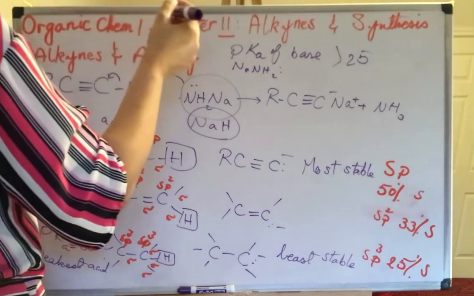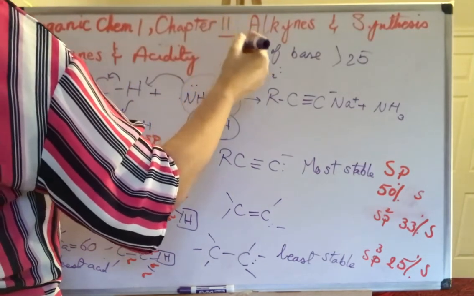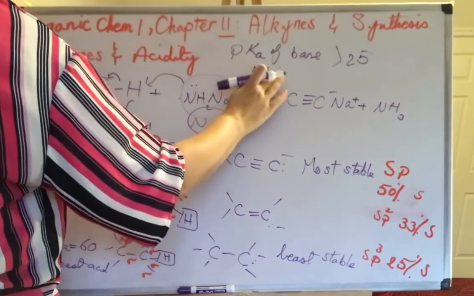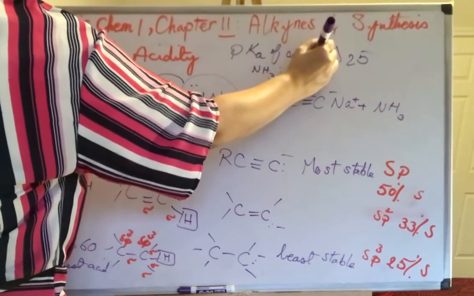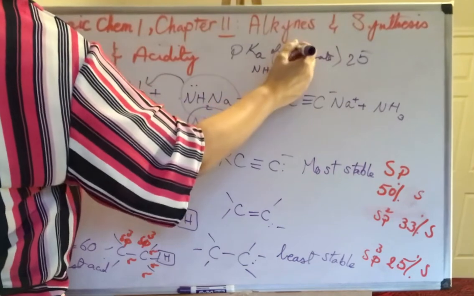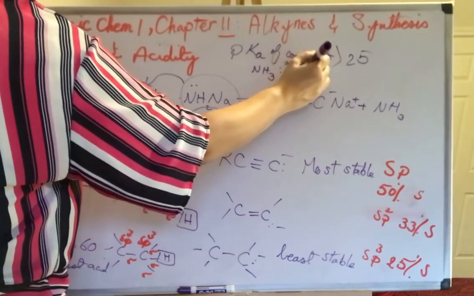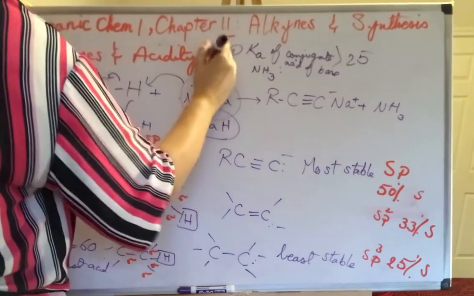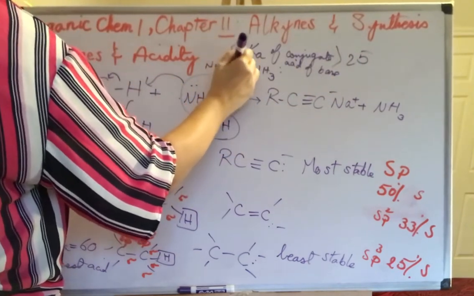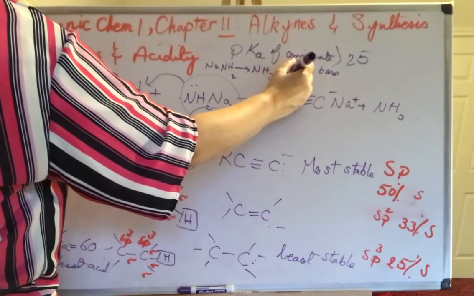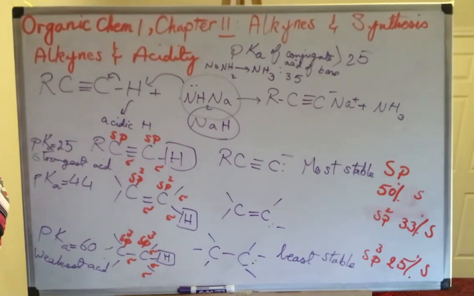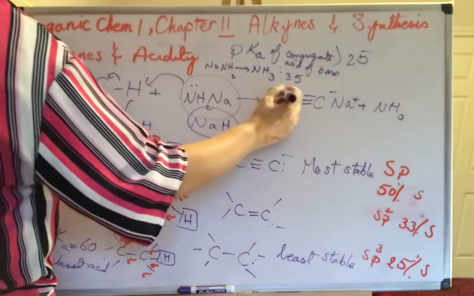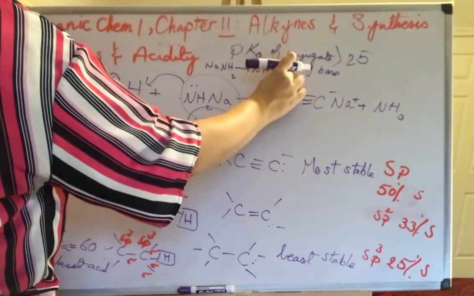For NaNH2, the pKa, let's say for NH3, because it has to be the conjugate acid of the base, because pKa and Ka are for acids. Conjugate acid of the base. For NaNH2, the conjugate acid is NH3, so its pKa is 35. I'm sorry, yeah.